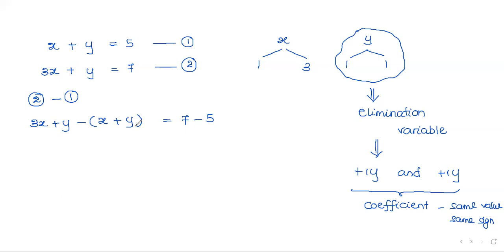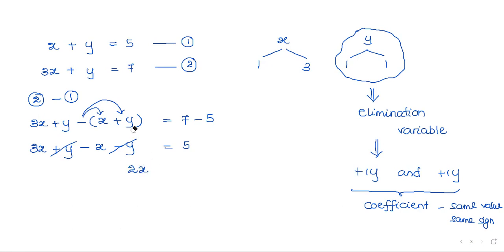3x plus y, subtract. Inside the bracket, I write the first equation component, that is x plus y. Then I solve the equation like this, solving the bracket: minus x minus y equal to 5. How did I get that? Minus times x is minus x, minus times positive y gives me negative y. Then the positive y and negative y cancel. Then 3x minus x is 2x, right?